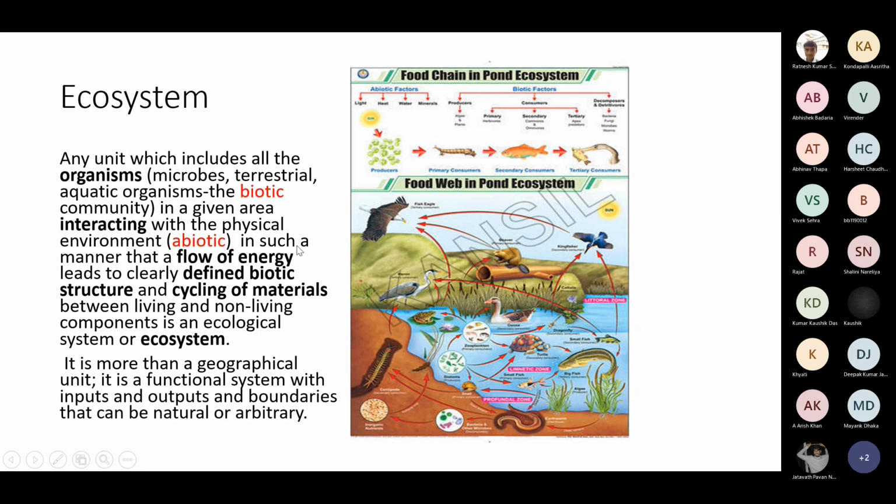There are two things which must be satisfied in an ecosystem. First of all, there has to be a flow of energy. That flow of energy comes from the sun, and it flows through different kinds of systems within that ecosystem, so that there is a very clearly defined biotic structure. I will explain what we mean by a biotic structure. So there has to be a clearly defined biotic structure, and there has to be a cycling of materials between living and the non-living components.